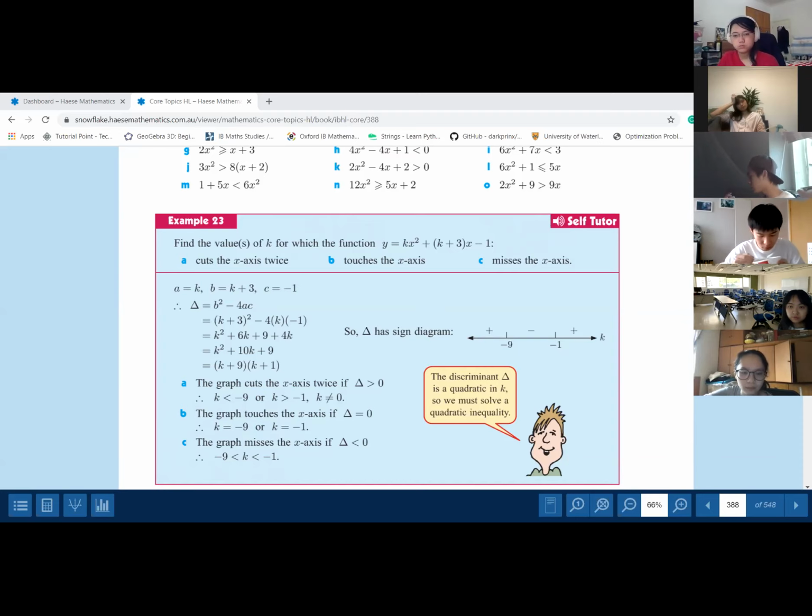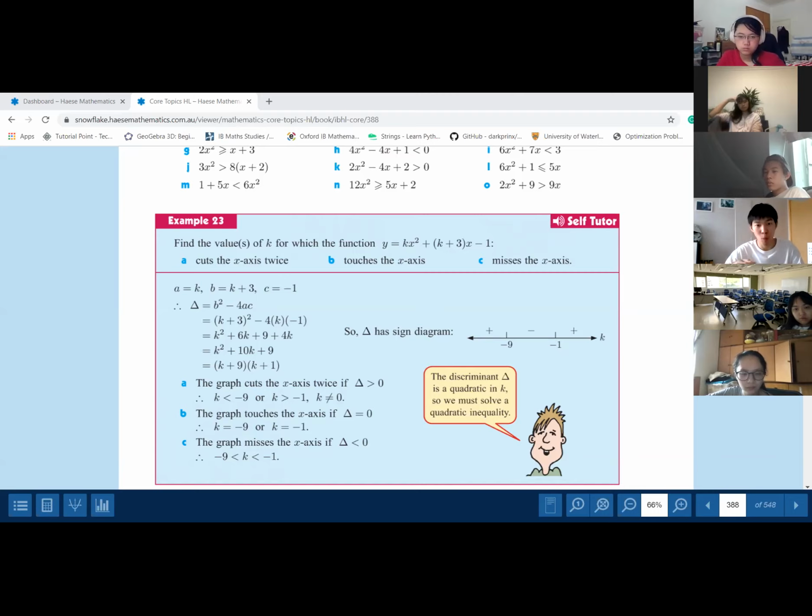In part B, the graph will touch the x-axis if the discriminant is 0. So, the graph touches the x-axis when k equals -9 or k equals -1. That is just solving when this is equal to 0. So that's just the normal equation. So that's easy. In part C, the graph will miss the x-axis if the discriminant is negative.